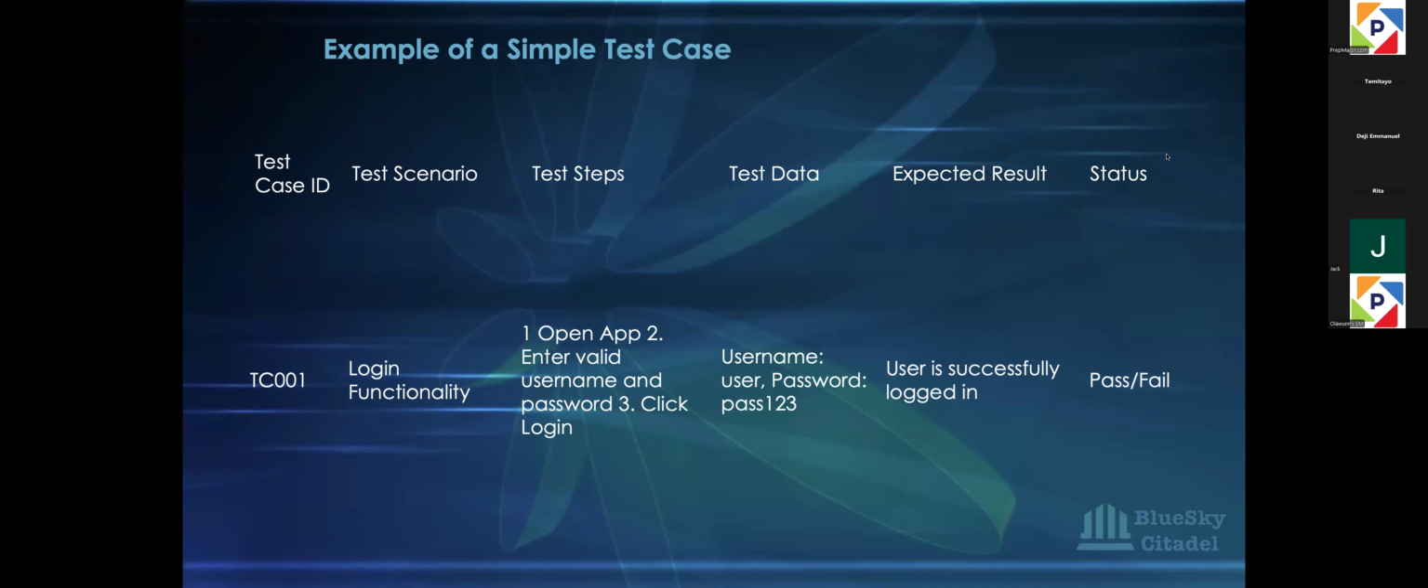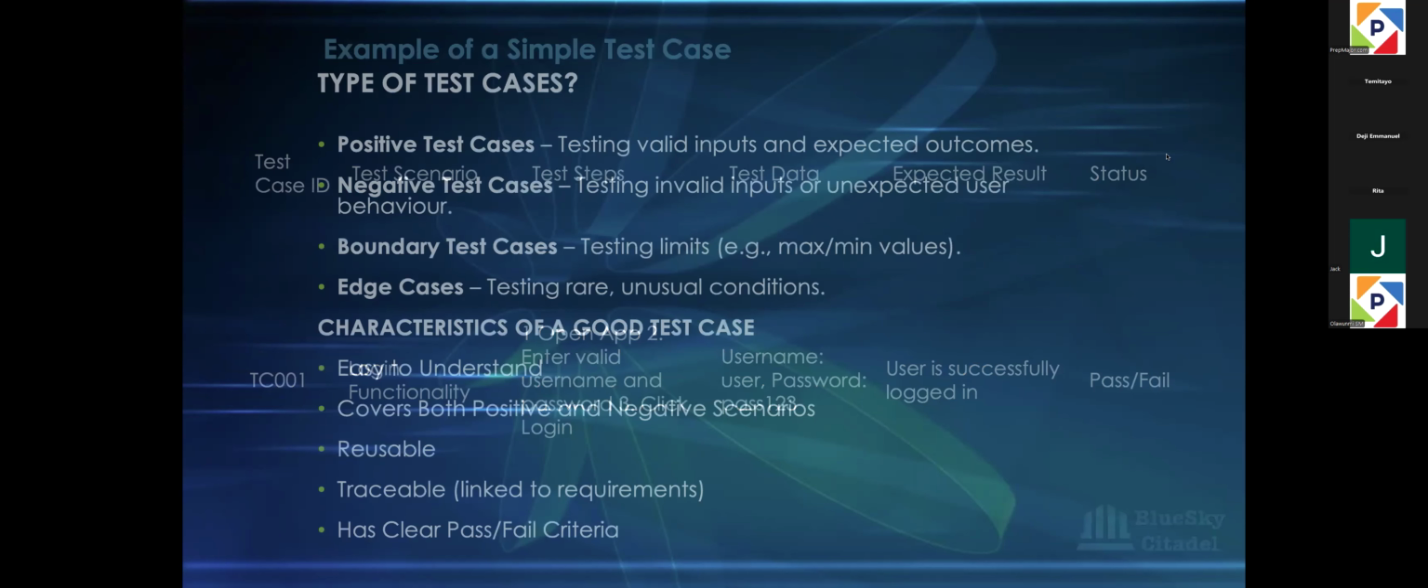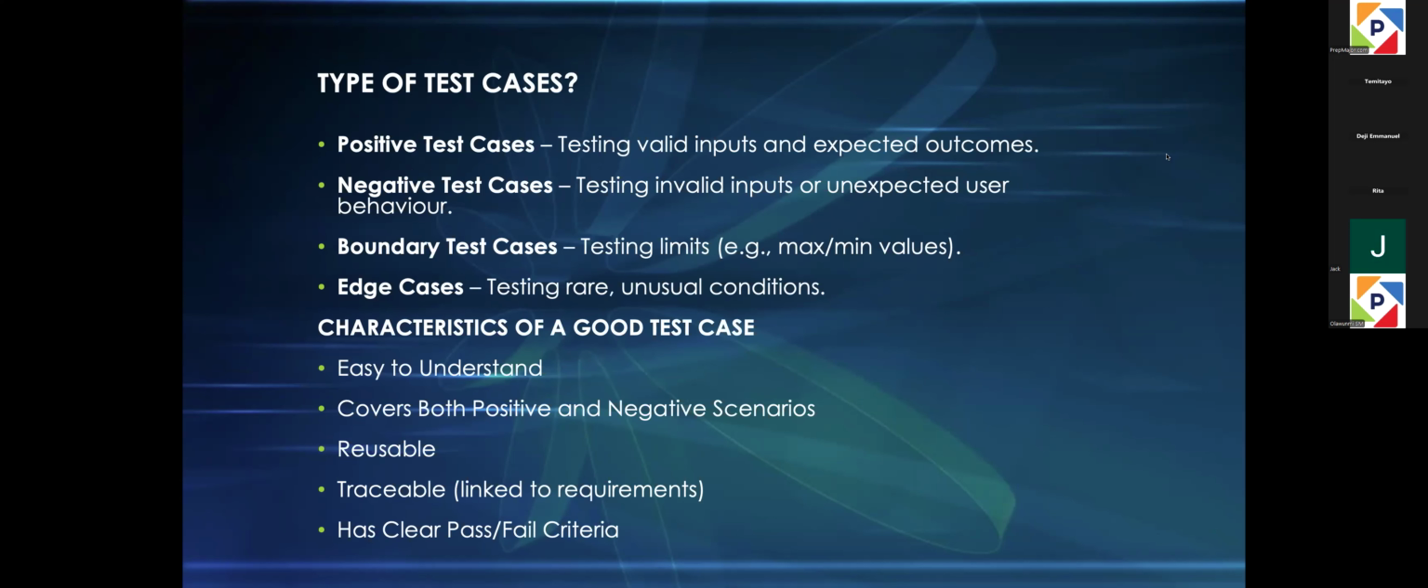So you have there the test case ID. Underneath it, you have the TC001, and you have your test scenario, login functionality, your test steps, what are the steps that you want. So I just added those 3 steps there, just for this particular purpose. And then you also have your test data, which you practicalize today, and your expected result, of course, and the status. Next slide, please.